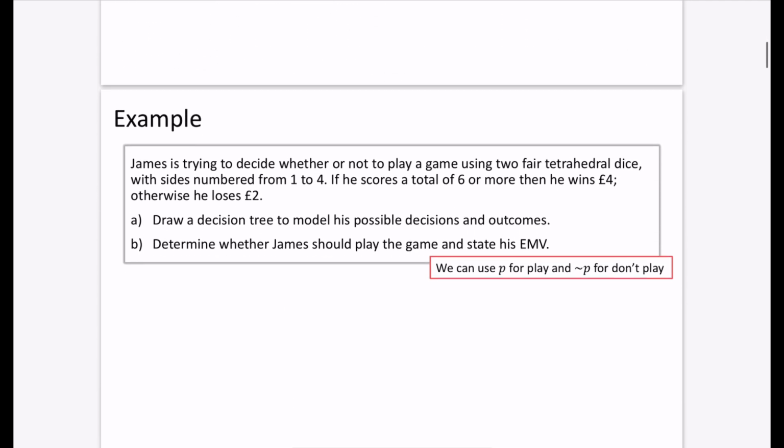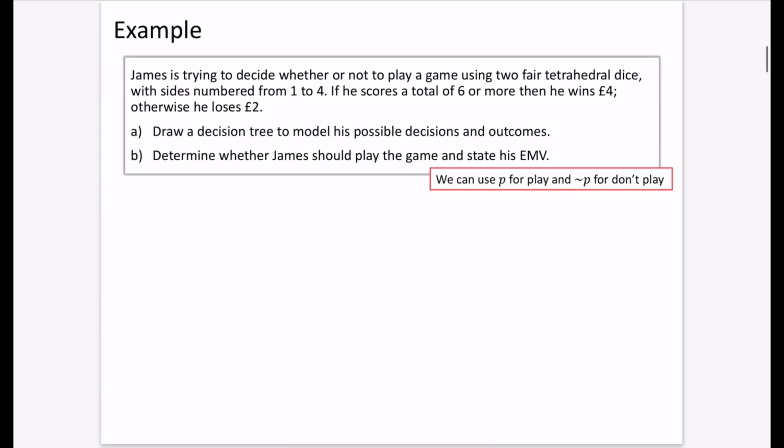So like I said, the best way to do this is actually just to go ahead and draw an example to show you what might happen. So it says that James is trying to decide whether or not to play a game using two fair tetrahedral dice. Well, you know what I'm going to do? I'm going to start off and say there's one thing that's going to happen to begin with here, which is that a decision is being made.